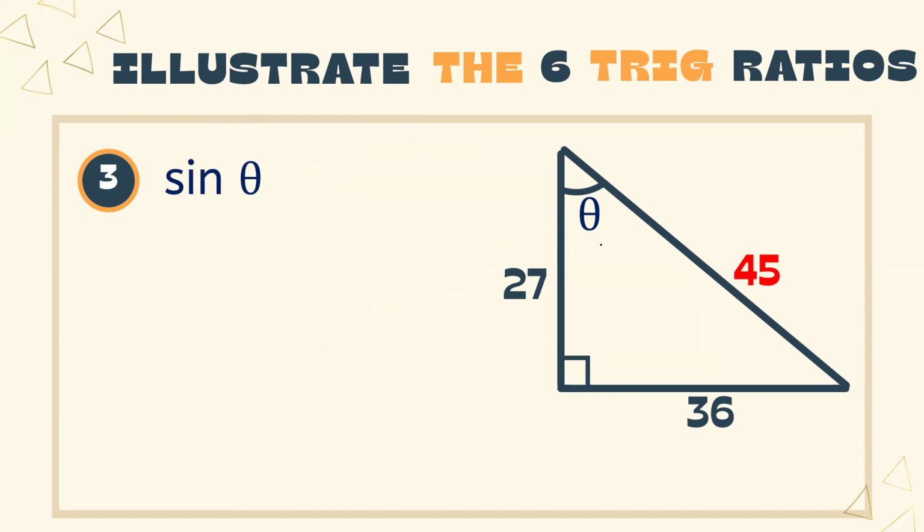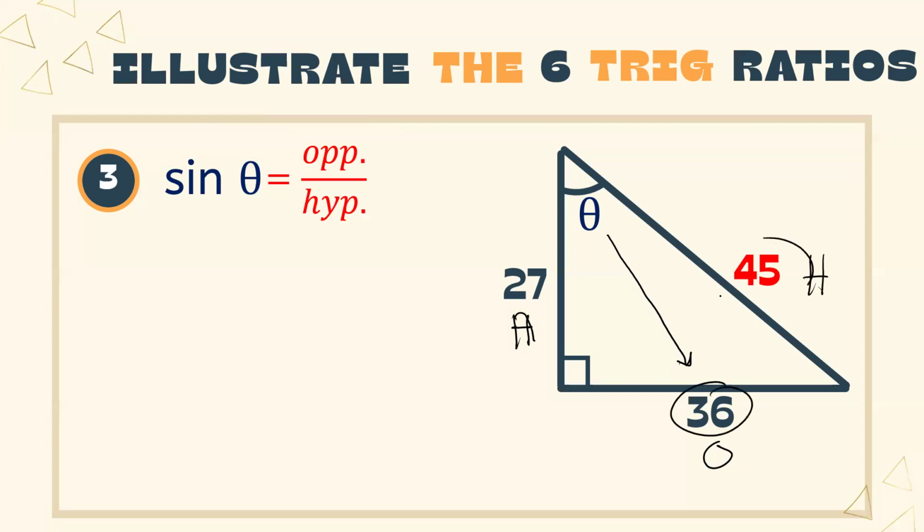So sine theta is opposite over hypotenuse. If this is theta, the opposite side is 36. The hypotenuse is 45, and the adjacent side is 27. So opposite 36, hypotenuse 45. So that would be 4 over 5. Okay, did you get it? Were you able to follow, class?